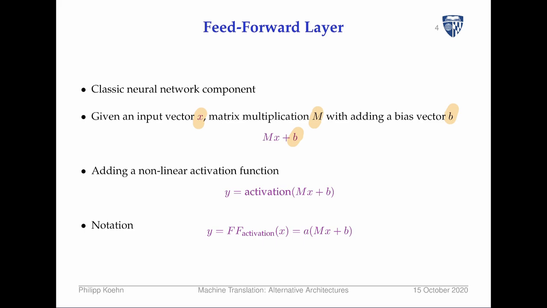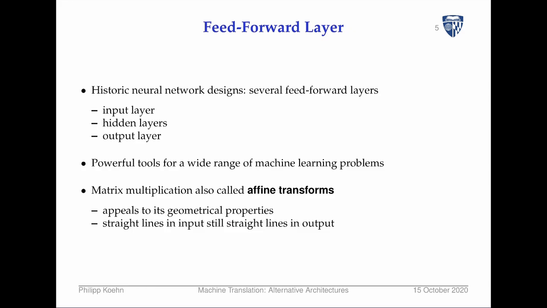Another important part of the feedforward layer is we do not only have this matrix multiplication and bias term, but we also have an activation function that is nonlinear. So maybe one notation we're going to use is feedforward layer and activation function of x means we apply this activation function A to this matrix multiplication plus bias term. So the historic neural network designs had several feedforward layers and named them. One was the input layer that represented the input signal. Then we had maybe multiple hidden layers, and then finally an output layer that represented the output. And that is a pretty powerful tool for a wide range of machine learning problems.